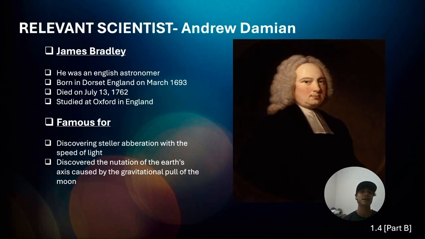Some of the relevant scientists to this topic are James Bradley, as I mentioned. He was an English astronomer, born in Dorset, England in March 1693, died on July 13, 1762, and he also studied at Oxford in England. He was famous for discovering the stellar aberration with the speed of light and discovered the nutation of the Earth's axis caused by the gravitational pull of the moon.